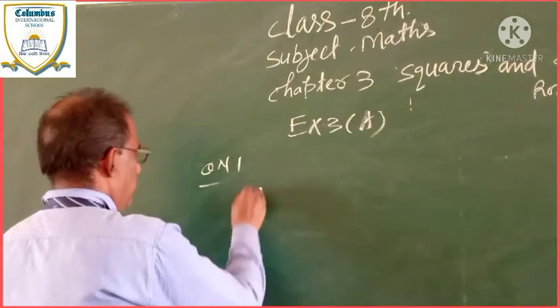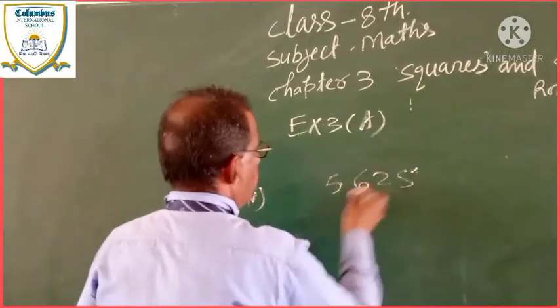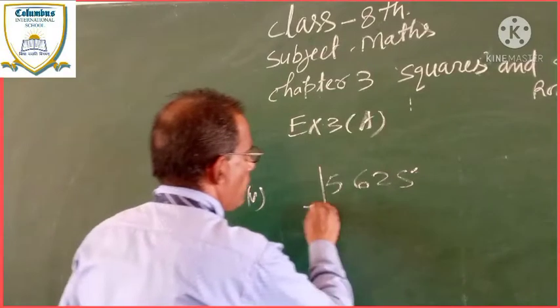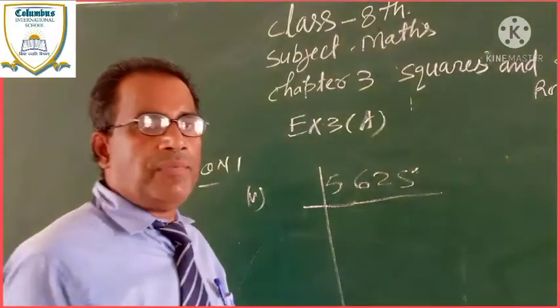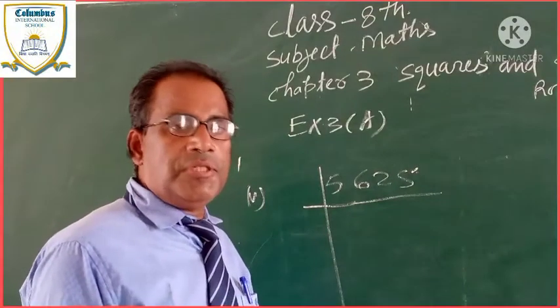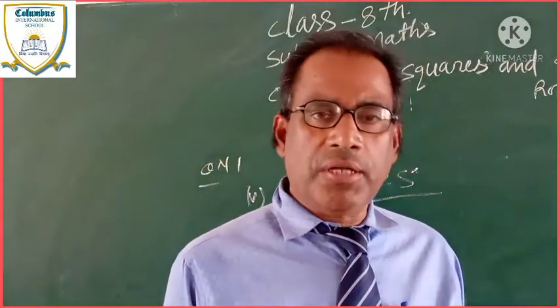It is the fifth question, you see: 5625. Since the last digit is 5, it is divisible by 5. For the divisibility test of 5, it is required to have 5 or 0 in the last digit.